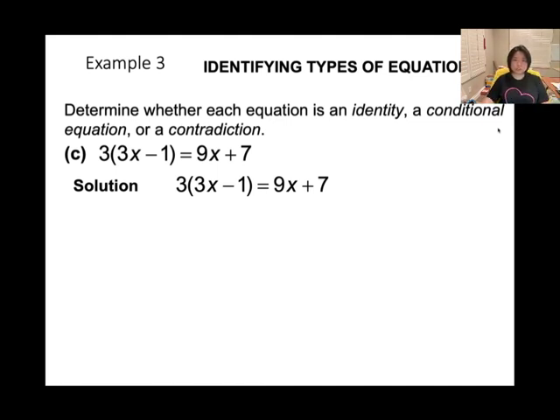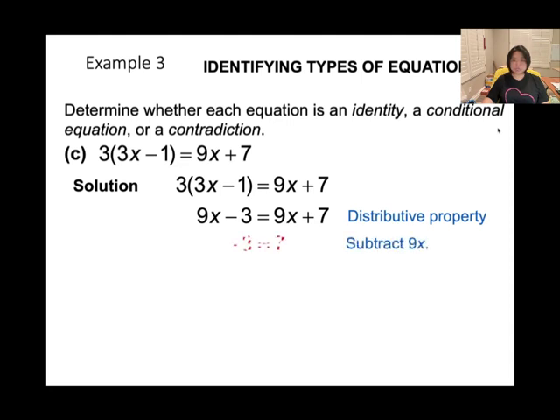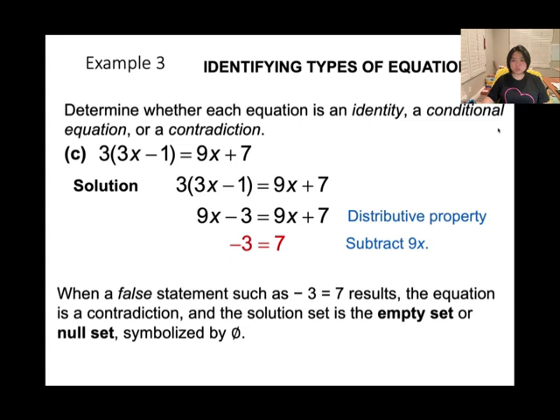Distribute the 3. You're going to get this. And then I'm going to subtract the 9x from both sides. So I got negative 3 equal to 7. And this is a false statement. So that means this is a contradiction with no solution.